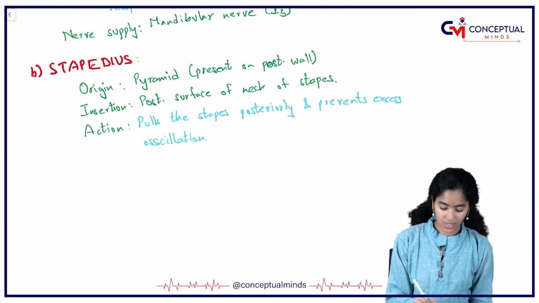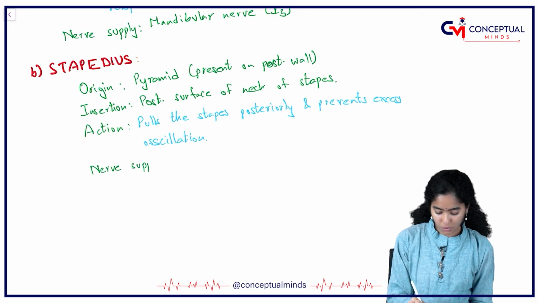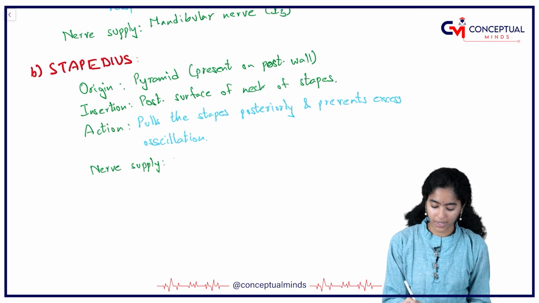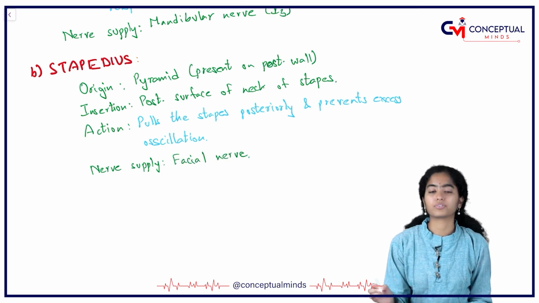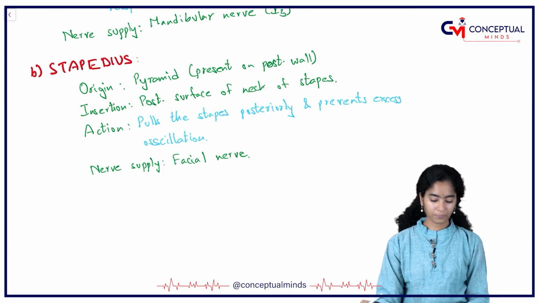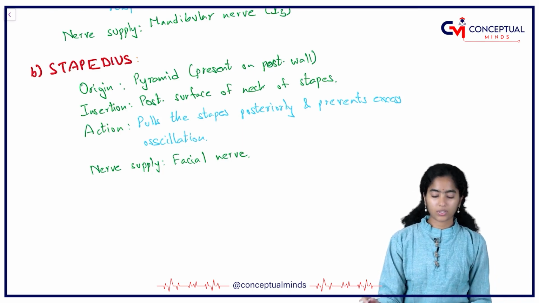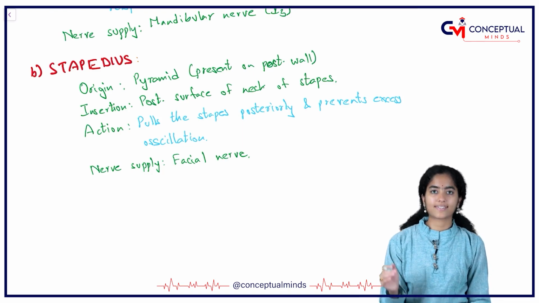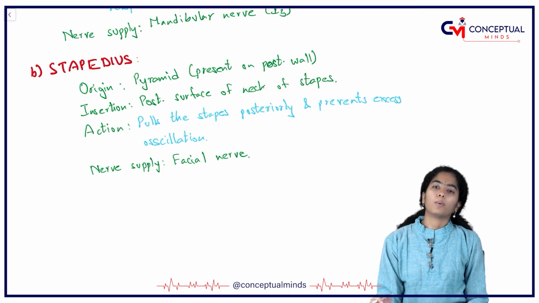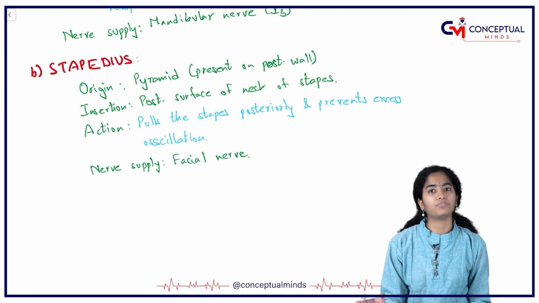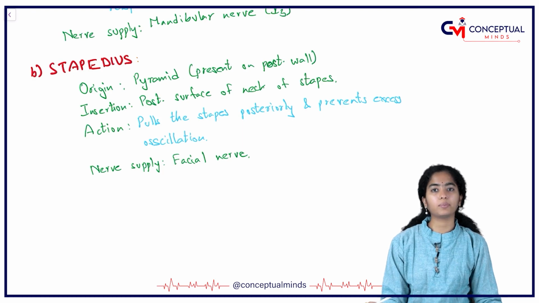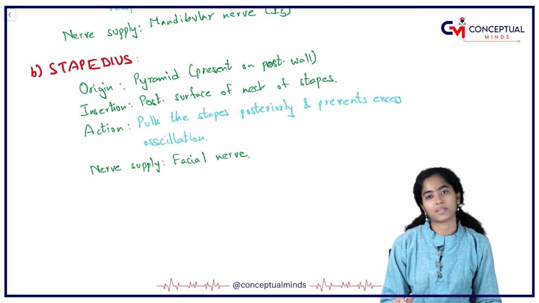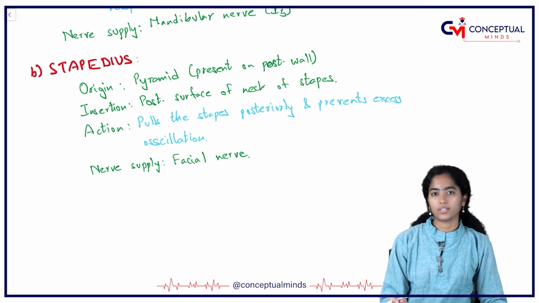And what is the nerve supply? It is a second arch muscle. So it is supplied by facial nerve, the seventh cranial nerve. Okay. So I hope the two muscles of middle ear are clear, tensor tympani and stapedius. Both of them are playing a protective role. And tensor tympani is supplied by mandibular nerve, whereas stapedius is supplied by facial nerve.